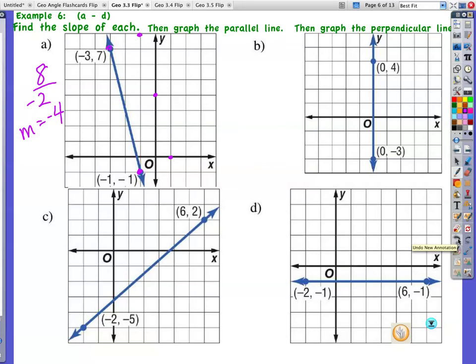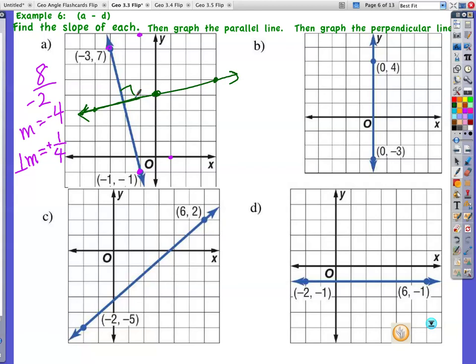Okay, then graph the perpendicular line. If I'm going to do perpendicular, then my slope would have to be positive 1/4. So I'm going to start right here again, and then I would have to rise +1, run 4. I'm running out of graph, so I go the other way, come through like this. And of course, if you're just drawing this, oh yeah, they're perpendicular.